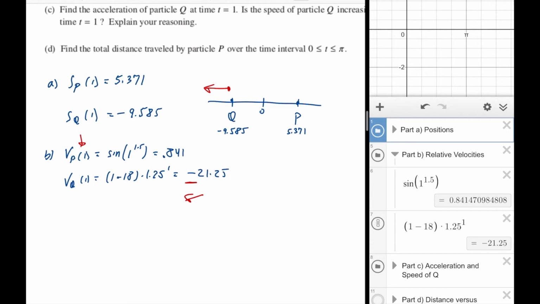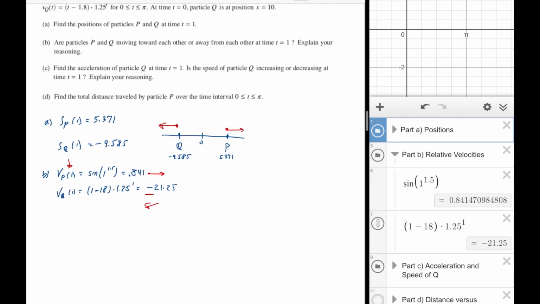Positive 0.841 for p is telling us that our velocity is positive. P is moving to the right. So because of the relative positions of p and q, q is further to the left and moving to the left, p is further to the right and moving to the right, they are moving away from each other. And so this would be our explanation, and we would put this into words based upon the locations and the velocities. There's our part B, moving towards each other or away from each other.